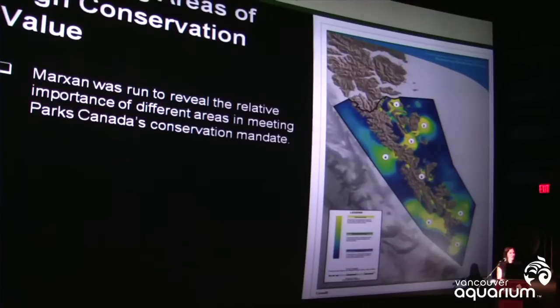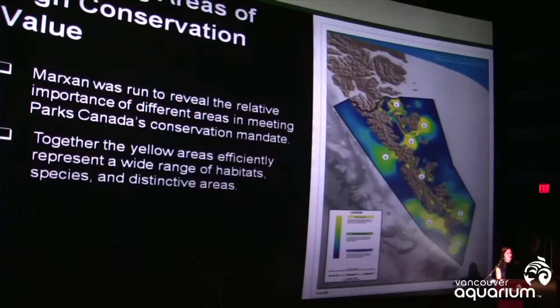So the map you're looking at right now shows the results of MarkSan, and it really shows the relative value of different areas in meeting Parks Canada's conservation mandate. The yellow areas you're looking at are what we call areas of high conservation value, and these are areas that efficiently represent a wide range of habitats, species, special areas, and distinctive areas. The green areas are of moderate importance in meeting Parks Canada's mandate, and the blue areas are of lesser importance, but they still contain important marine values.